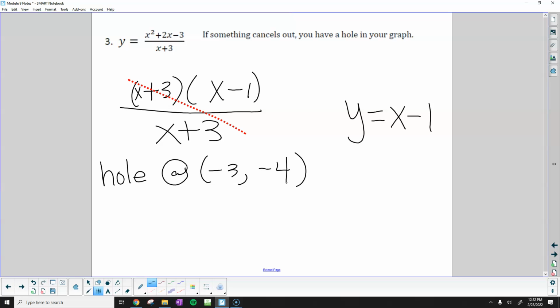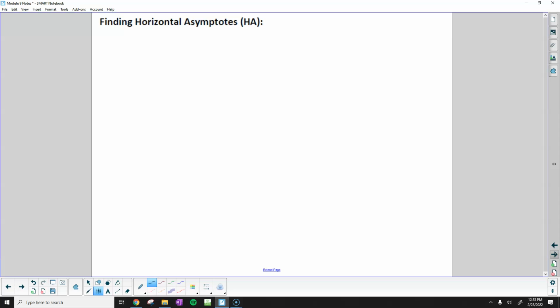But guys, remember the question is asking about the vertical asymptotes. And vertical asymptotes always come from the x's in the denominator. Do you have an x in the denominator? You do not, so you do not have a vertical asymptote. So there are no vertical asymptotes here. None. Okay, let's move on to horizontal asymptotes.